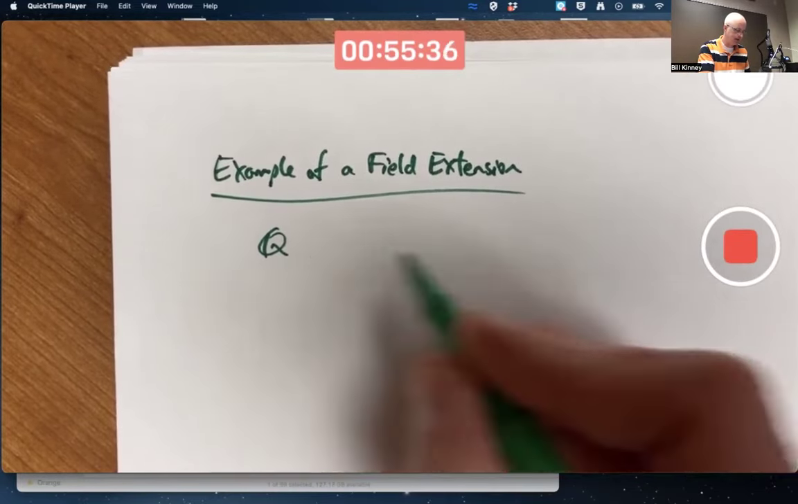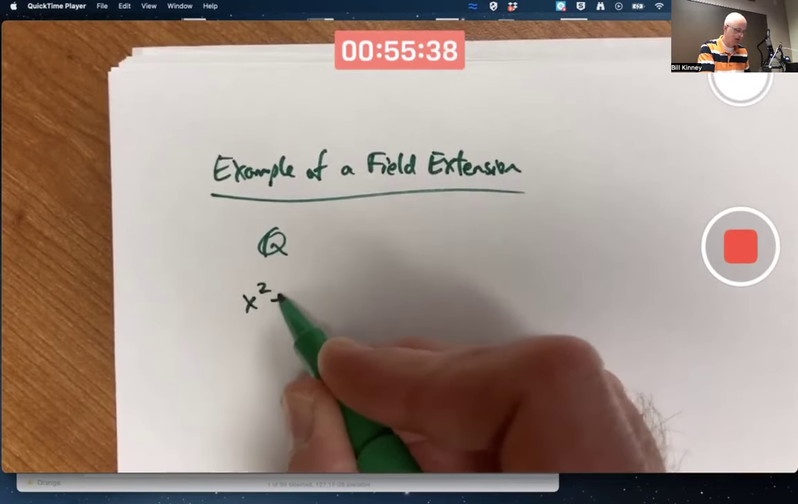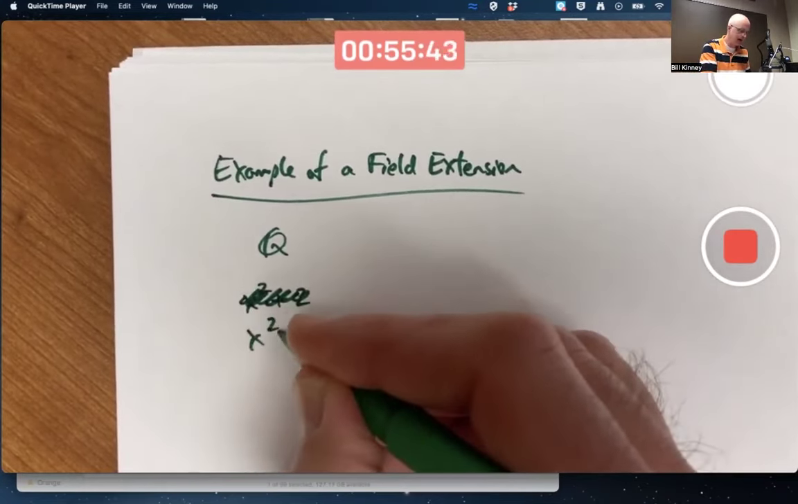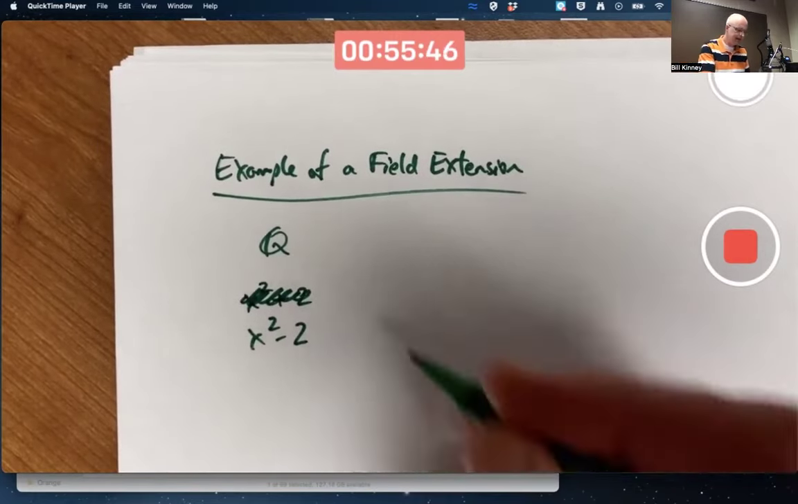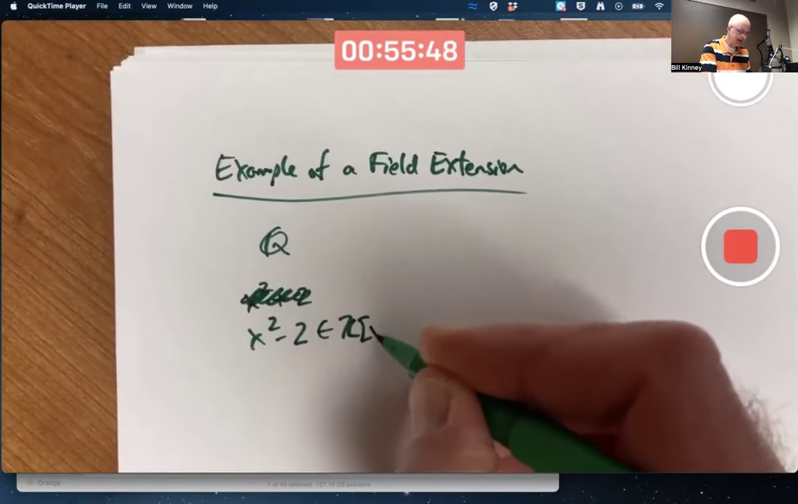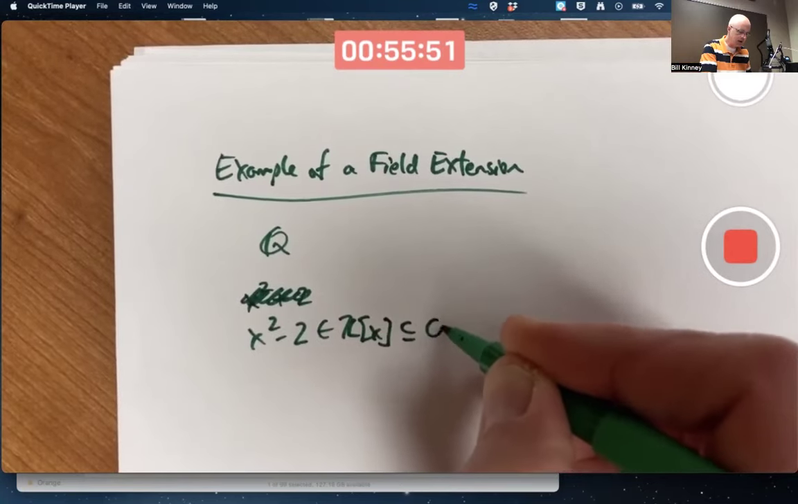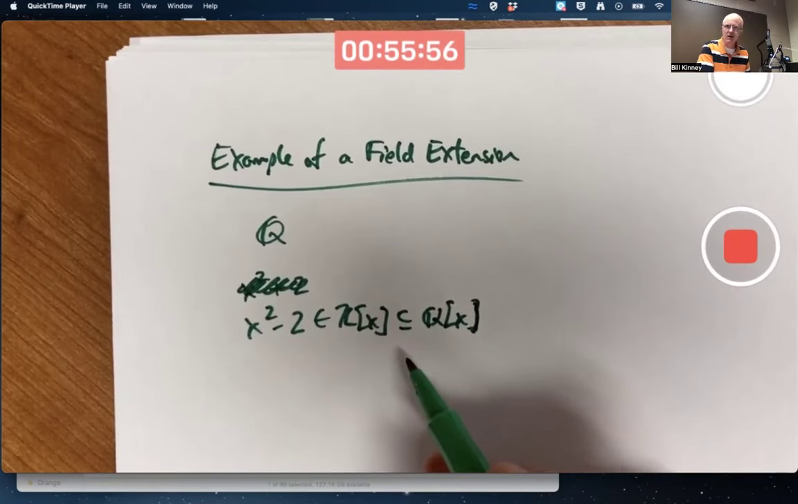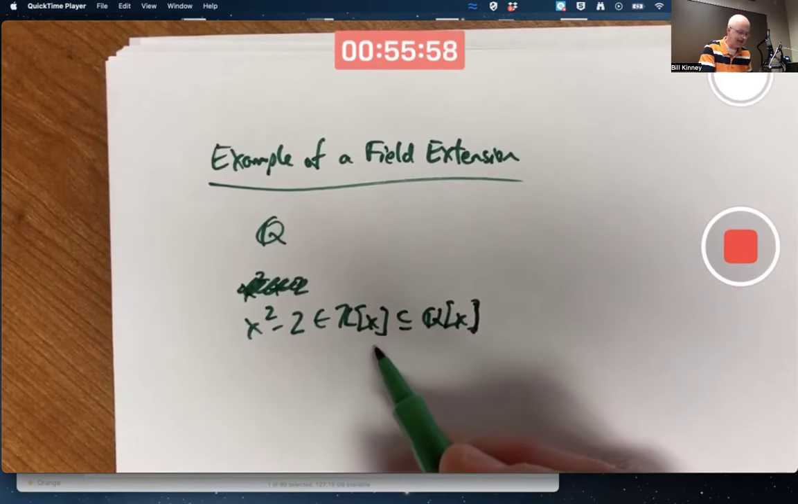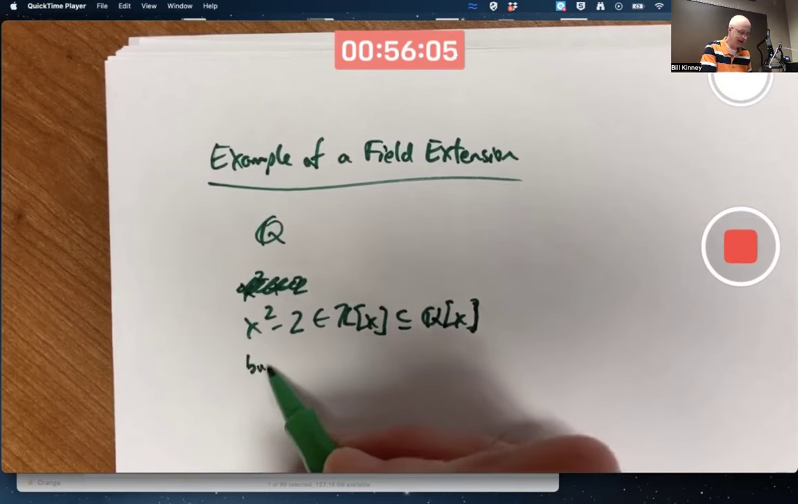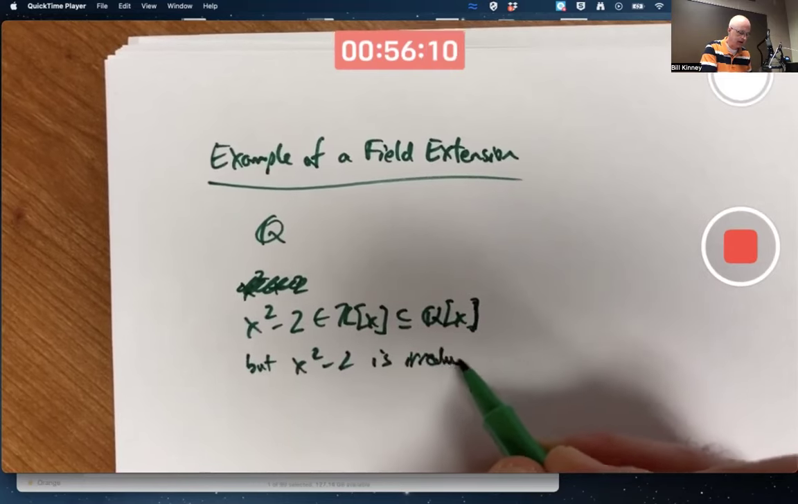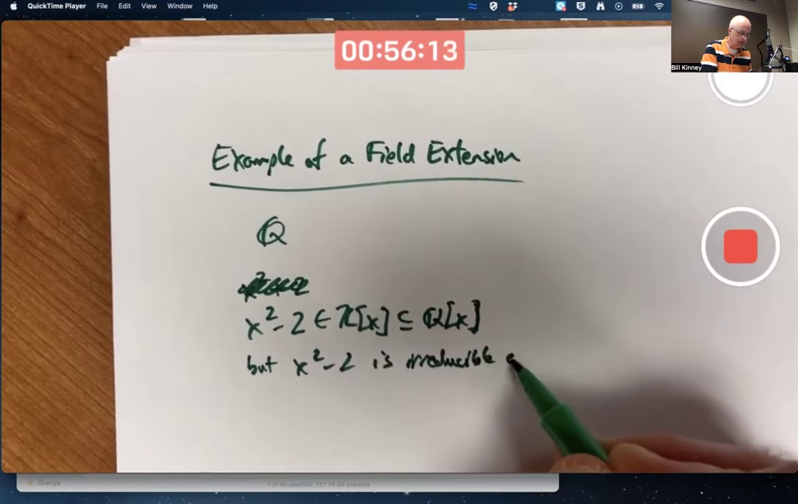leave some space up here, I'm going to write under here. x squared plus 2, for example, or let's do x squared minus 2. x squared minus 2 is an element of Z[x], which is a subring of Q[x]. I'm writing it as a subset, but it is also a subring. It's a subring of Q[x], but x squared minus 2 is irreducible over Q.